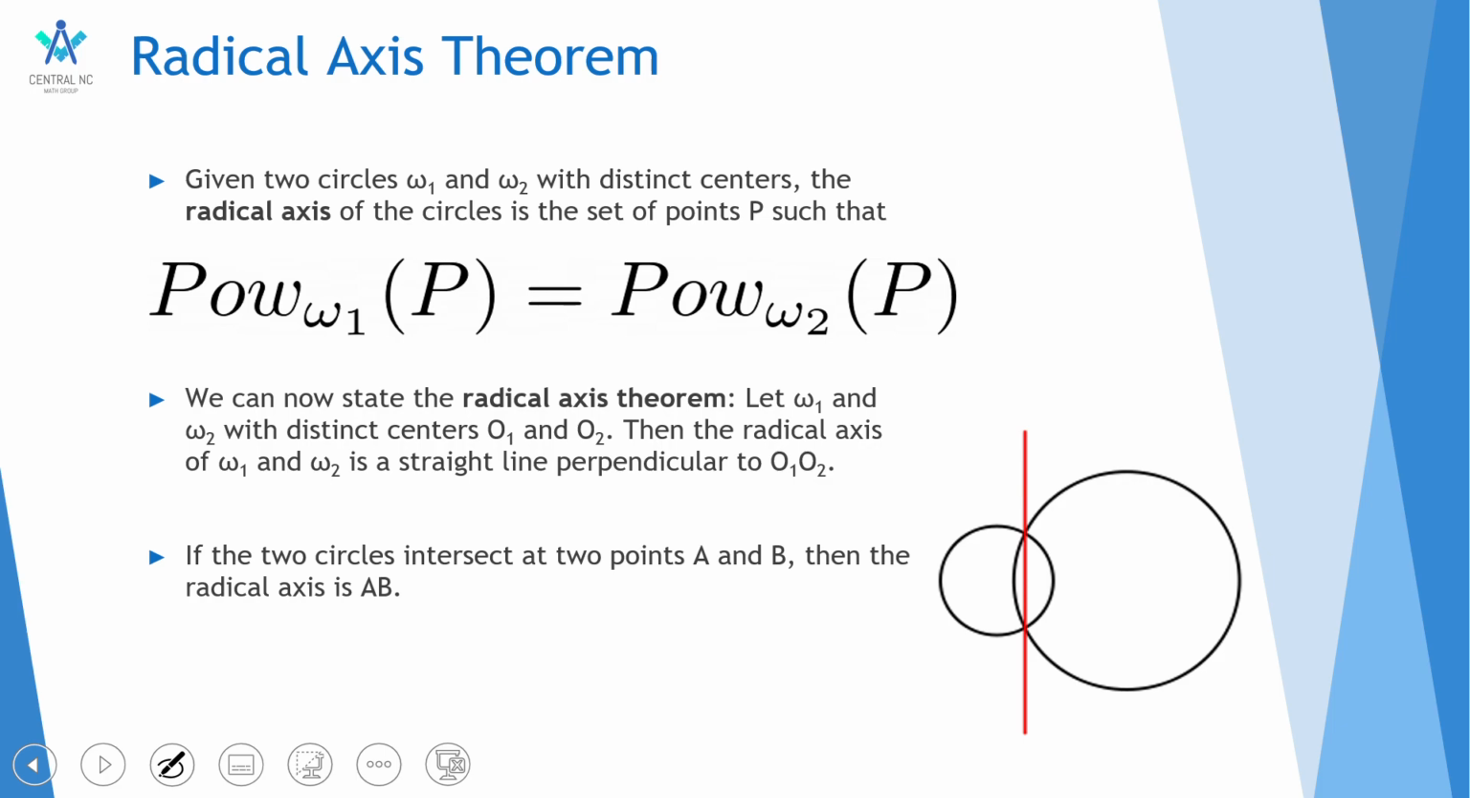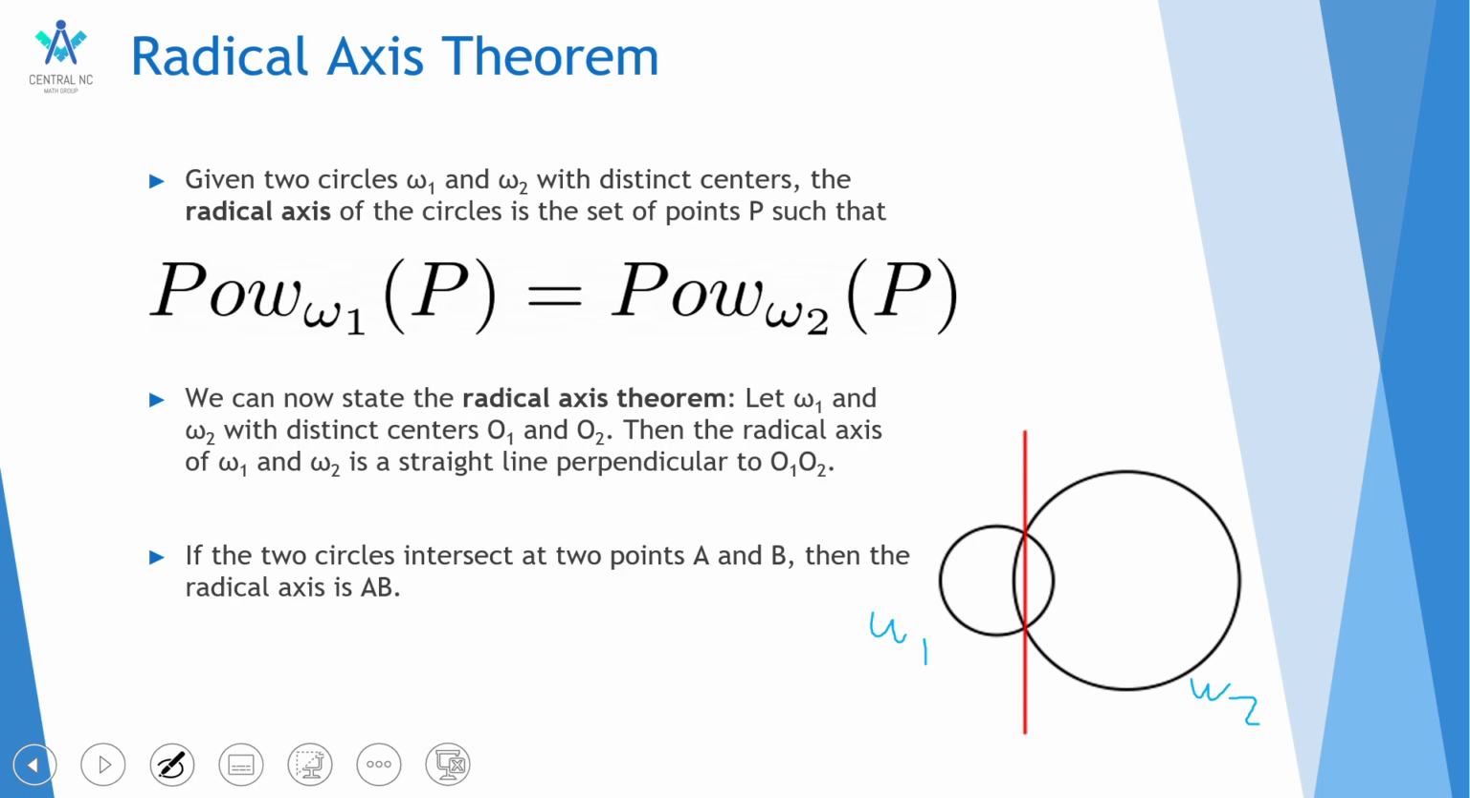So we can now state the radical axis theorem. Given two circles omega 1 and omega 2 with distinct centers O1 and O2, the radical axis of the circles is the set of points P such that the power of P with respect to omega 1 is equal to the power of P with respect to omega 2. In this diagram, we'll let this be omega 1 and this be omega 2. The radical axis is a straight line perpendicular to O1O2.